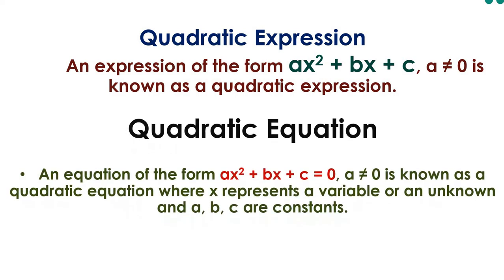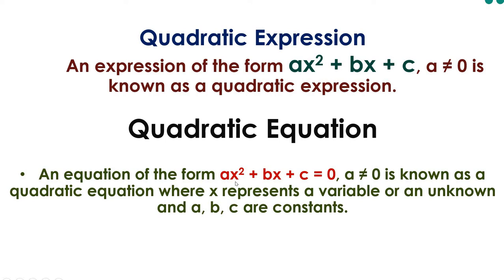And very similarly, a quadratic equation can be defined. An equation of the form ax square plus bx plus c equals 0, where a should not be equal to 0, is known as a quadratic equation. And this is an equation in terms of x. So x is representing a variable here. We can call x either a variable or an unknown. So we call this a quadratic equation in x, or a quadratic equation in an unknown term x. a, b and c are constants in this equation.